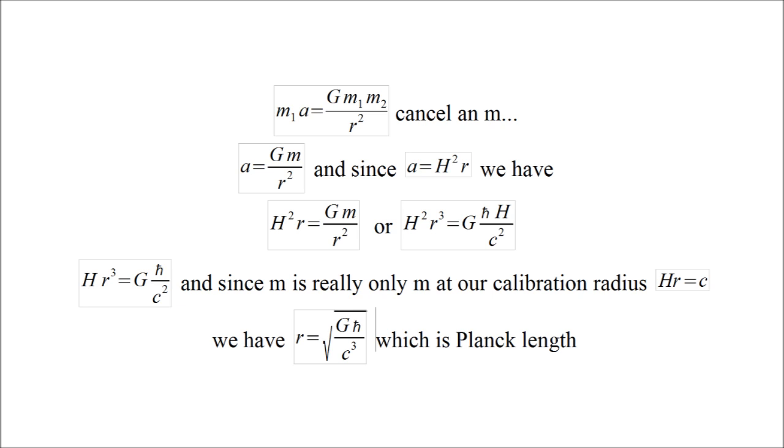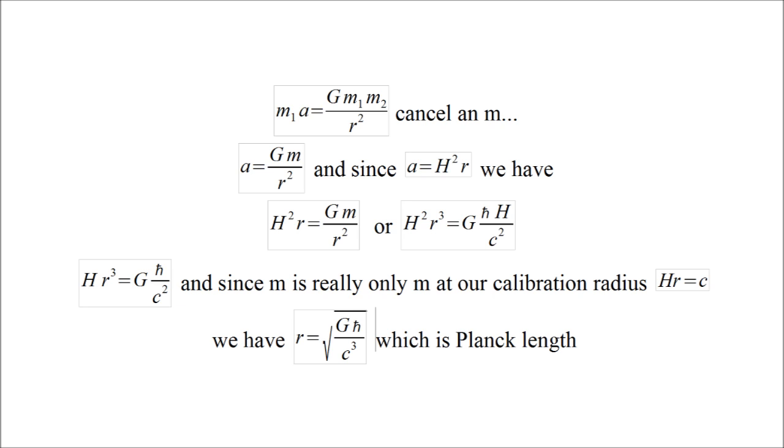And just to show that h squared r as the inward acceleration of matter also works here, we'll calculate Planck length. Take the usual Newton equation for gravity, cancel an m and substitute A equals hr, and then for the remaining mass we substitute h bar h over c squared for mass. And h cancels and we replace hr with c, which defines our calibration radius, and solve for r and get Planck length. And I wish I had more time to discuss this, but alas, time is limited.